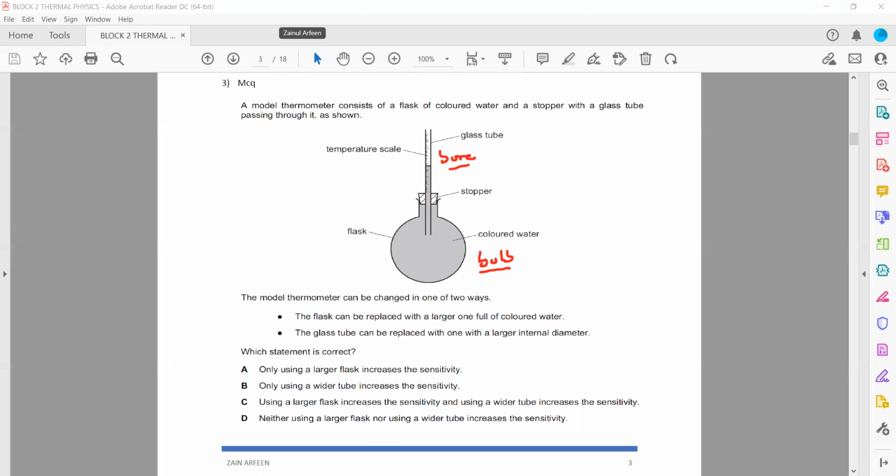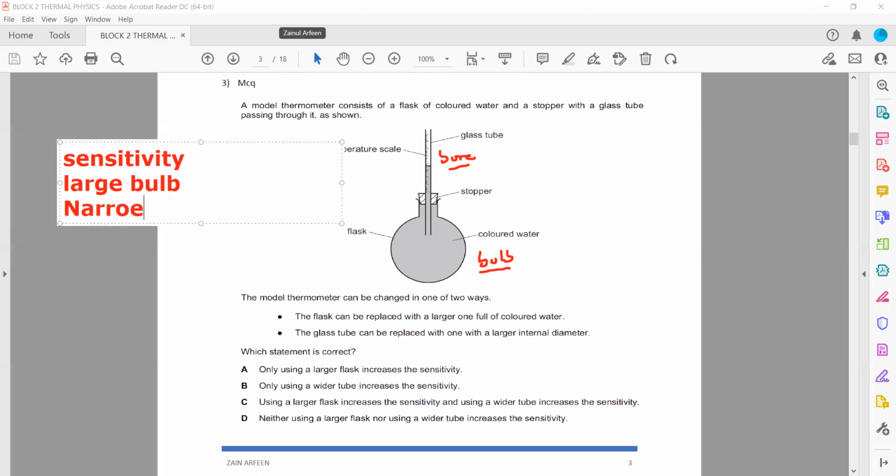So if we increase the size of the flask, what will happen? It will make it more sensitive, because the sensitivity is affected by two things: the sensitivity of a thermometer can be affected by a large bulb and a narrow capillary. So if we use a large bulb, it will make it more sensitive.